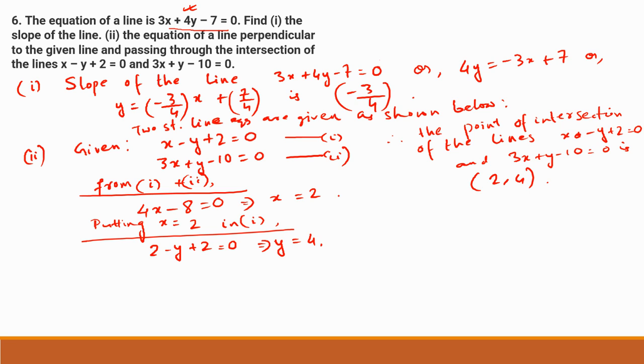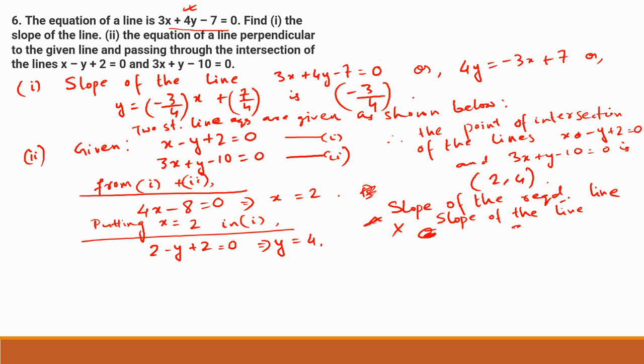Now you see the equation of the line perpendicular to the given line. All right. So what will be the slope of the required line? Slope of the required line, you can just write: slope of the required line times slope of the given line 3x plus 4y minus 7 will be equal to minus 1, since the two lines are perpendicular to each other.